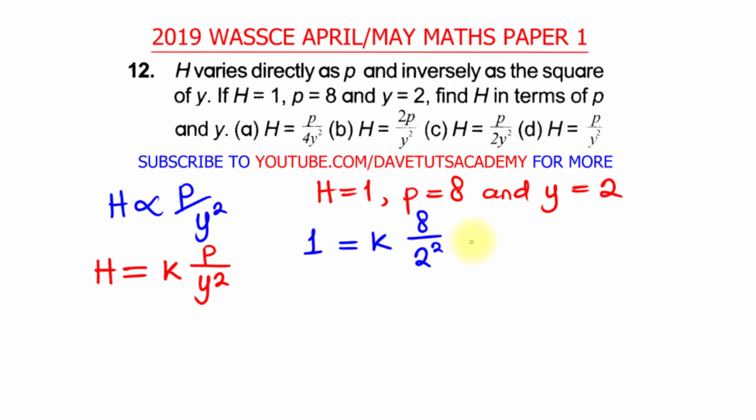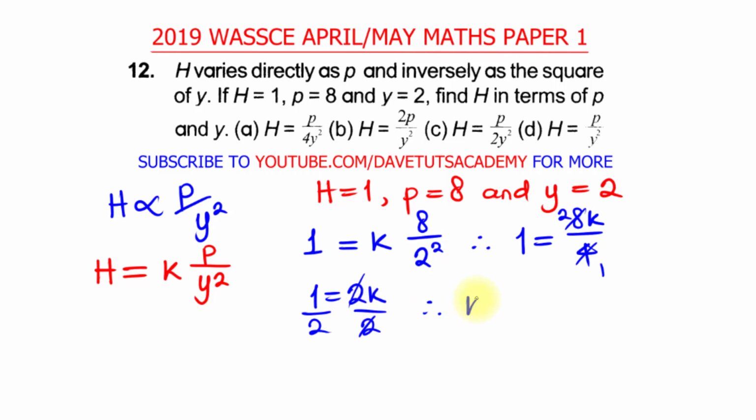Okay, and from here we can see that therefore we can say 1 is equal to 8k over 2 raised to power 2, which is 4. So we can have 4 here, 1, 4 in 8, that is 2, so that we have 1 is equal to 2k. If we divide both sides by 2 just to find the value of k, we can see that these two cancel, such that k is equal to 1 over 2.